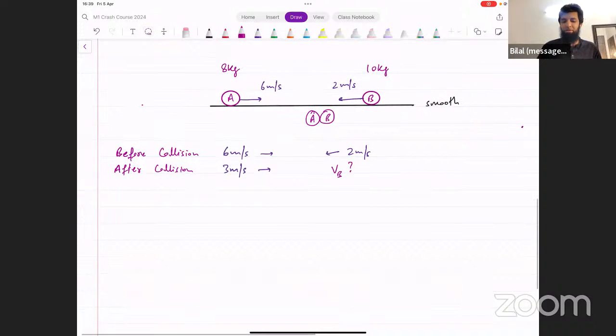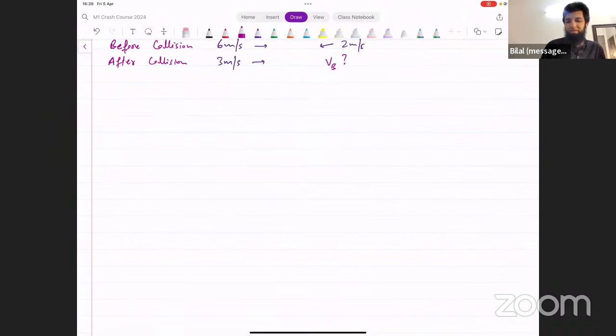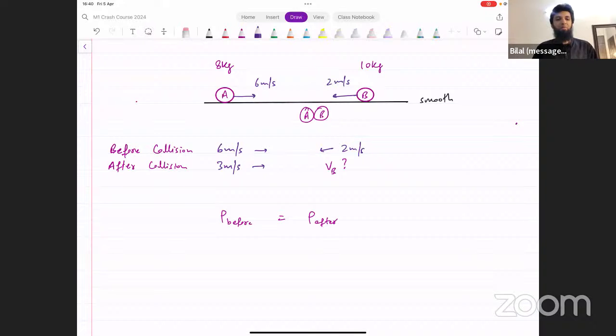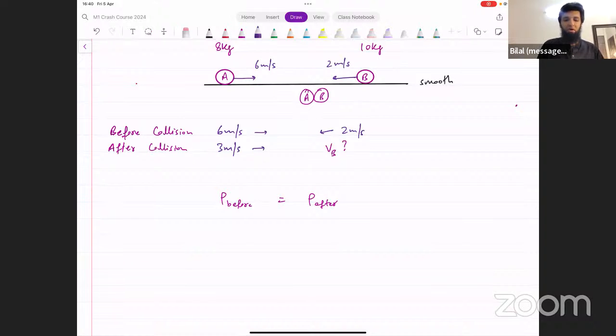Now, what does conservation of momentum say? It basically says that the total momentum before collision should remain the same as the total momentum after collision. Remember, how is momentum defined? Mass into velocity. While you do momentum problems, you need to make sure that you clearly have in your head a positive direction. Because it's a vector quantity, you need to be very careful about the positive and negative signs. You have to consider one direction positive.